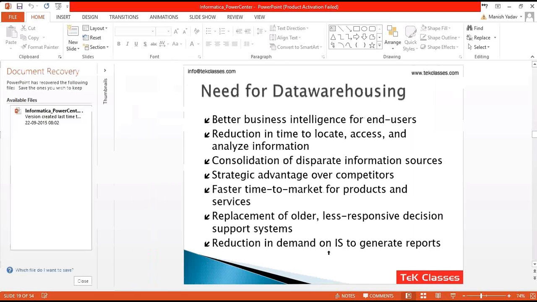Reduction in time to locate, access, and analyze information. Okay, this we discussed. Consolidation of disparate information sources. Obviously, from different sources we are taking the data.